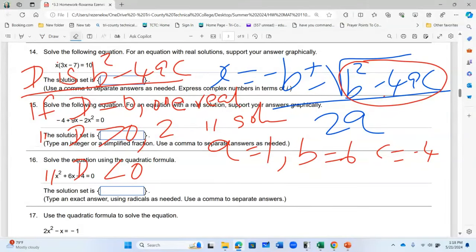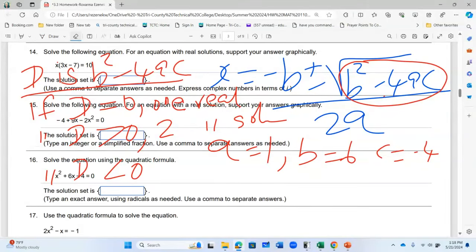Okay, so we solved one equation by the quadratic formula. Maybe let's do another one that way. Solve the following equation for any equation with a real solution. This time they did not actually tell me to use the quadratic formula. Okay, they say use the quadratic formula. We have done two with the quadratic formula, and then we shall do completing the square also.